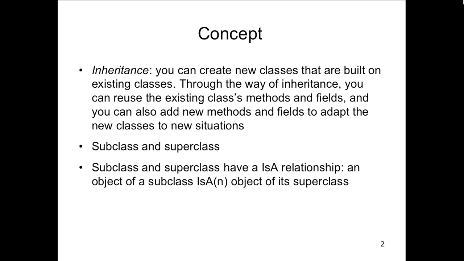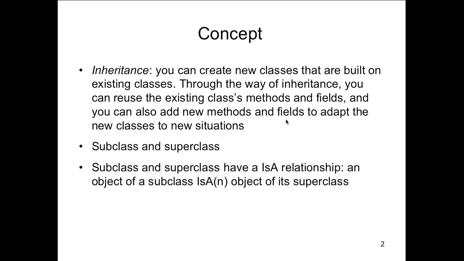So inheritance. You can create new classes that are built on existing classes. That's the object of the objects. So through the way of inheritance, you're going to reuse the existing classes, methods, and fields. You can also add new methods and fields to adapt the class, to change the class to new situations. We have superclasses and subclasses. A subclass can be a superclass. A superclass can be a subclass. So we have a hierarchy. It depends on where it lands in the hierarchy as to what it actually is going to be identified by. Programmers don't go around saying superclass, subclass, super. It's just the theory behind it, so don't worry about that.